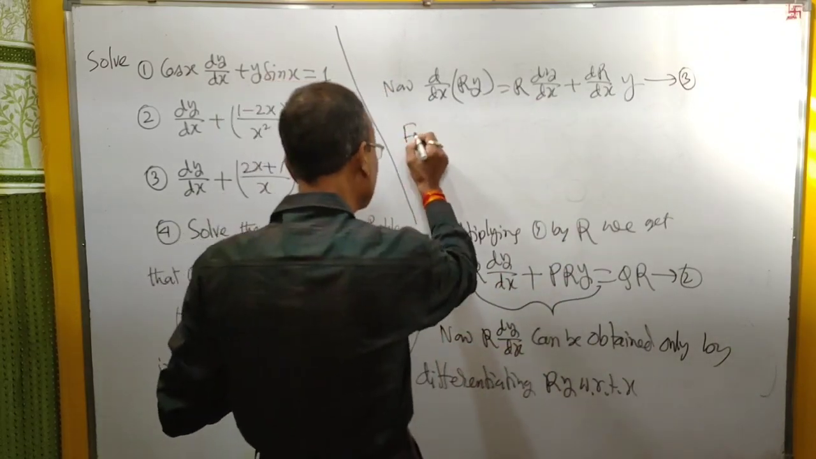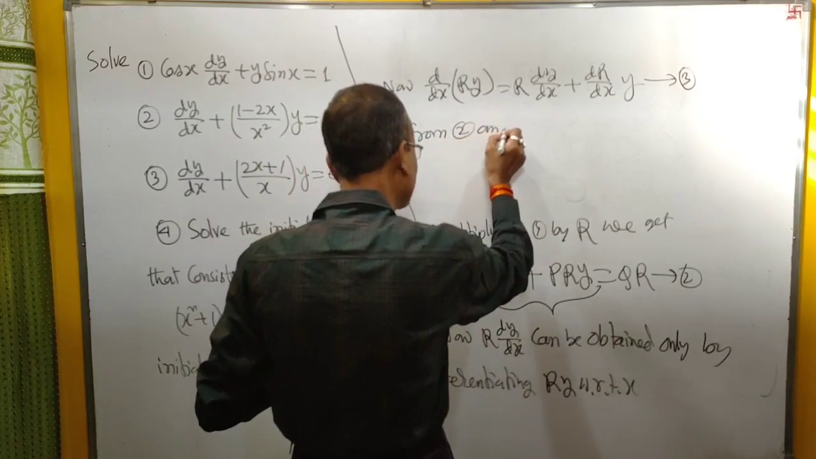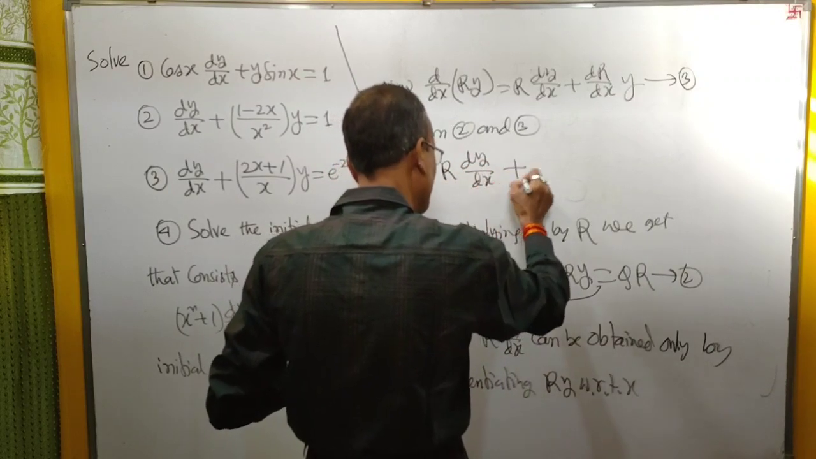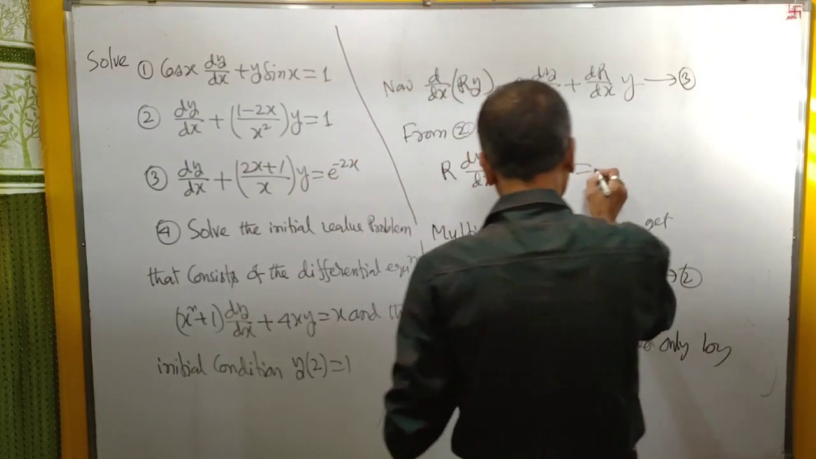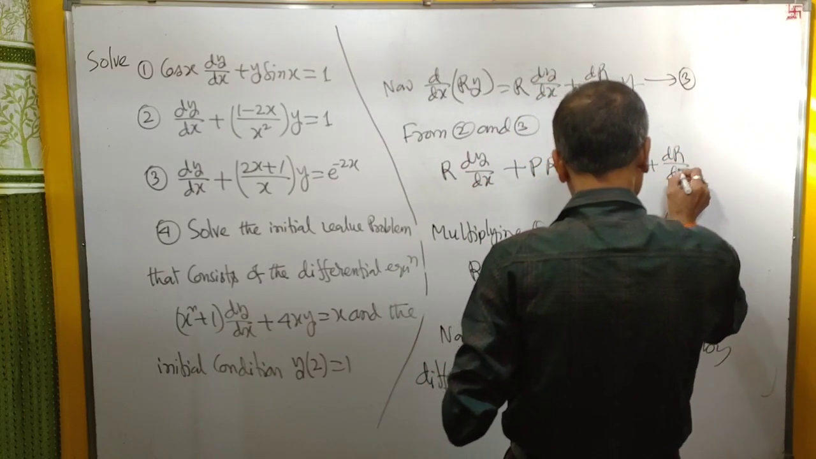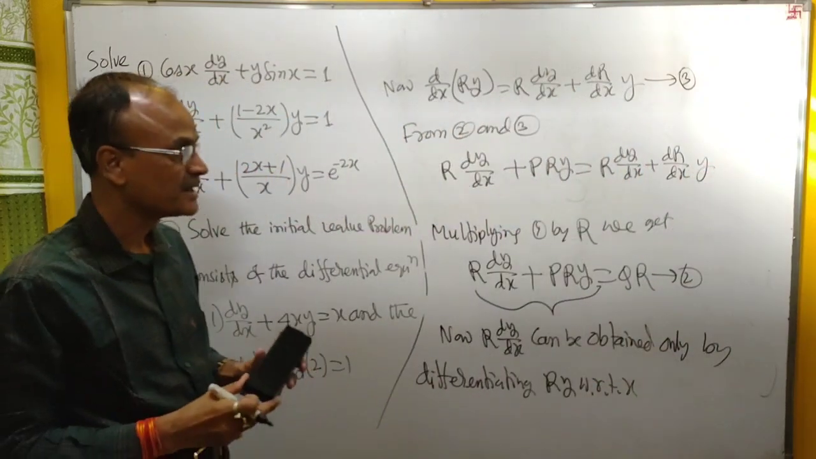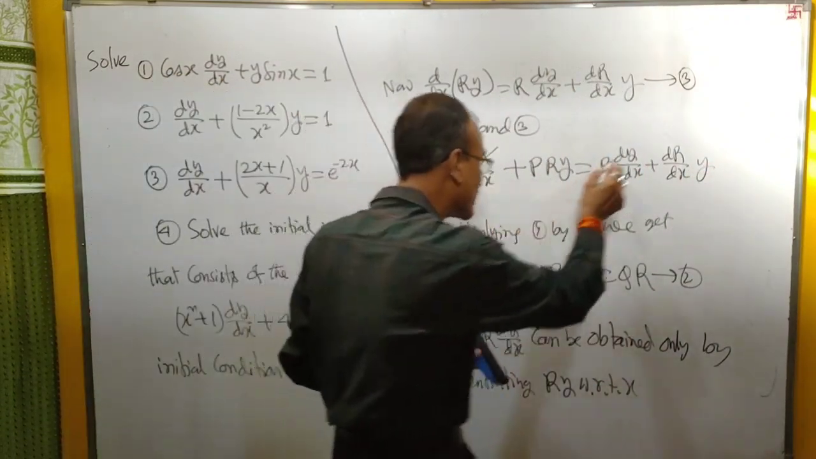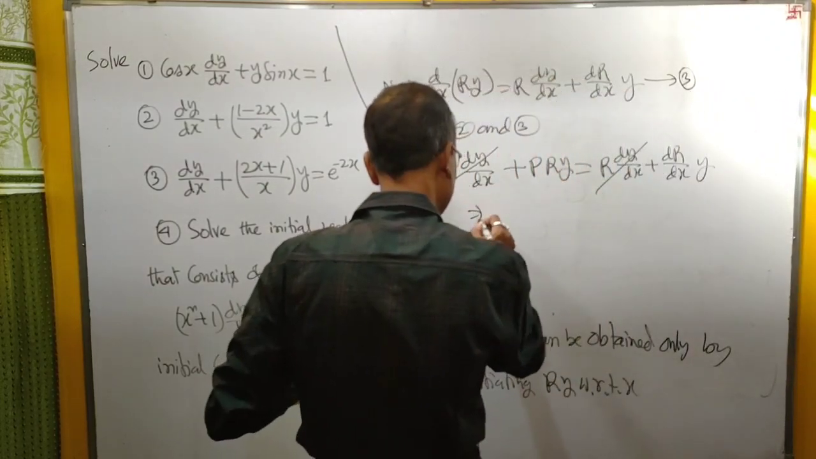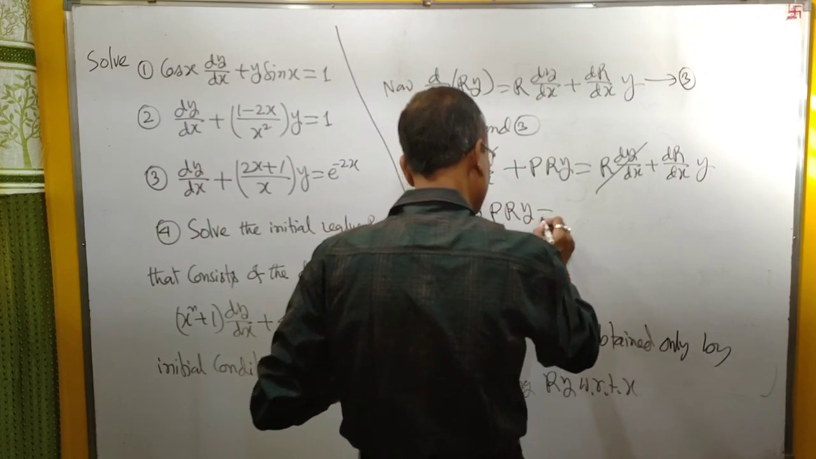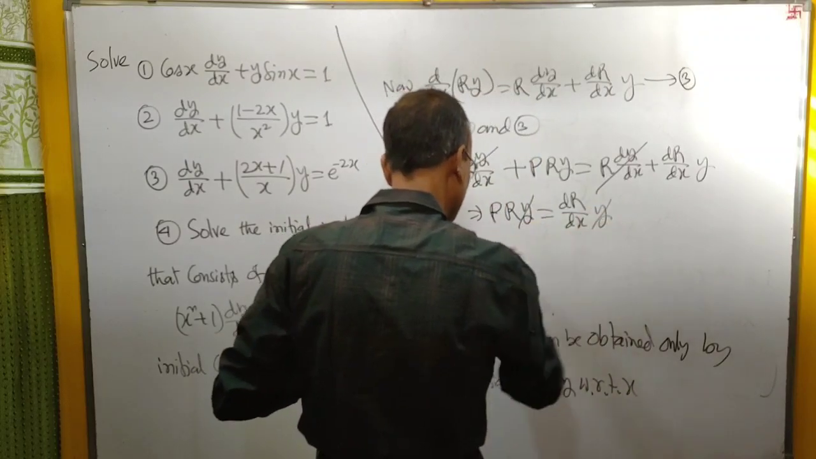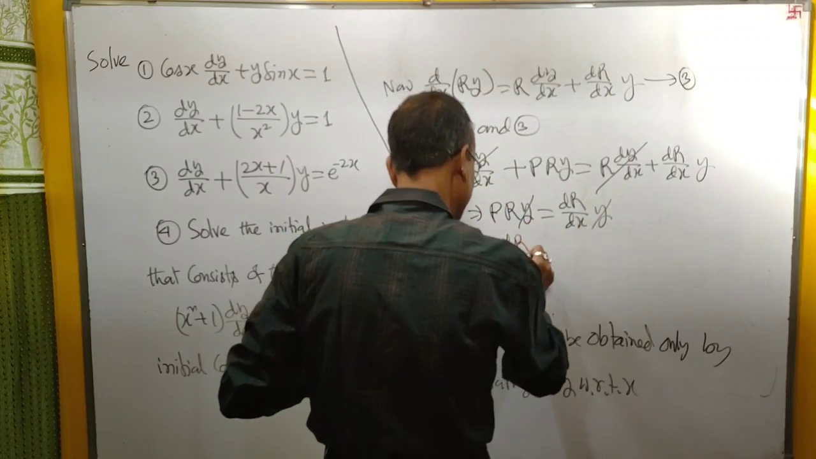Now from 2 and 3, r dy by dx plus p r y equal to r dy by dx plus dr by dx times y. You will get this. The r dy by dx terms cancel from both sides. Now you will get p r y equal to dr by dx times y. y will be cancelled here, and you will get dr by r.